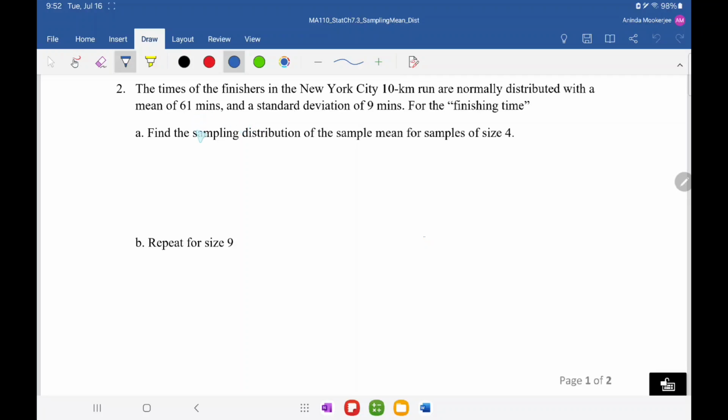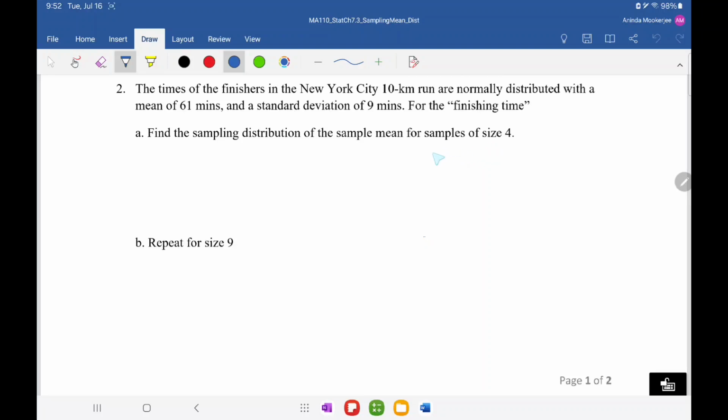Now, here it says find the sampling distribution of the sample means for samples of size 4. To determine whether the sampling distribution is normal or not, we have to either be told that the variable is normally distributed, or if that's not given, we have to look at the sample size and determine whether we can assume it's normally distributed or not.